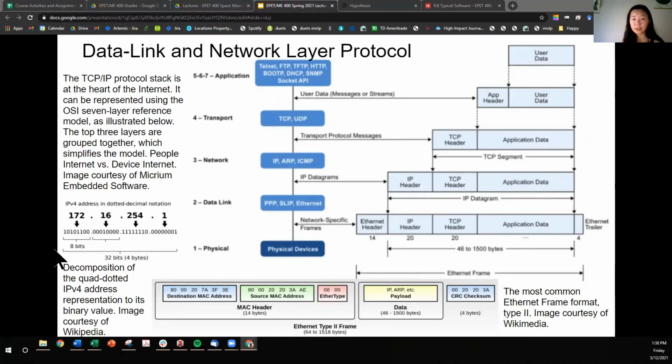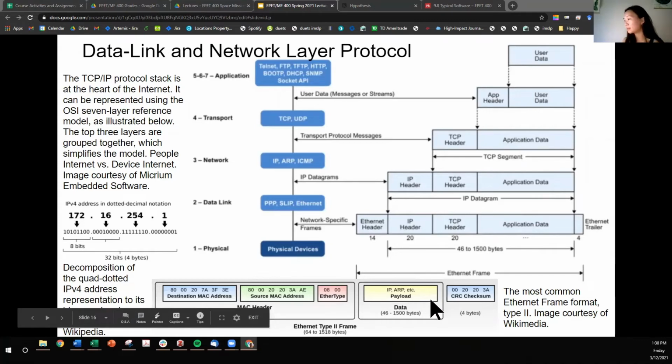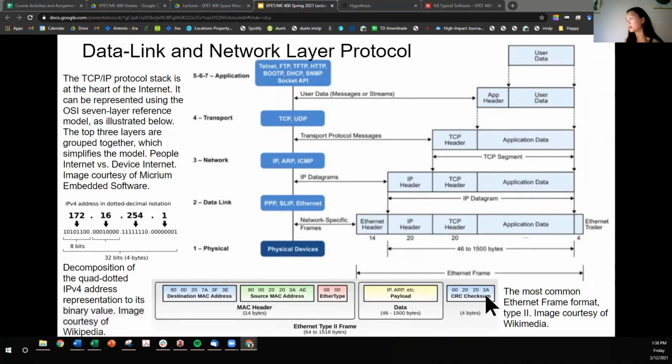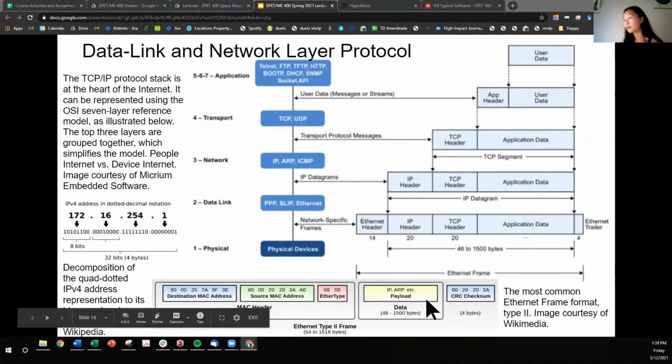The Ethernet 2 frame, the most common Ethernet frame format, which I have down here, actually shows how the physical device data gets wrapped up, and how the header and a checksum help to interpret if there are any errors in the data, if any collisions have happened. So this is the format of a data link layer.